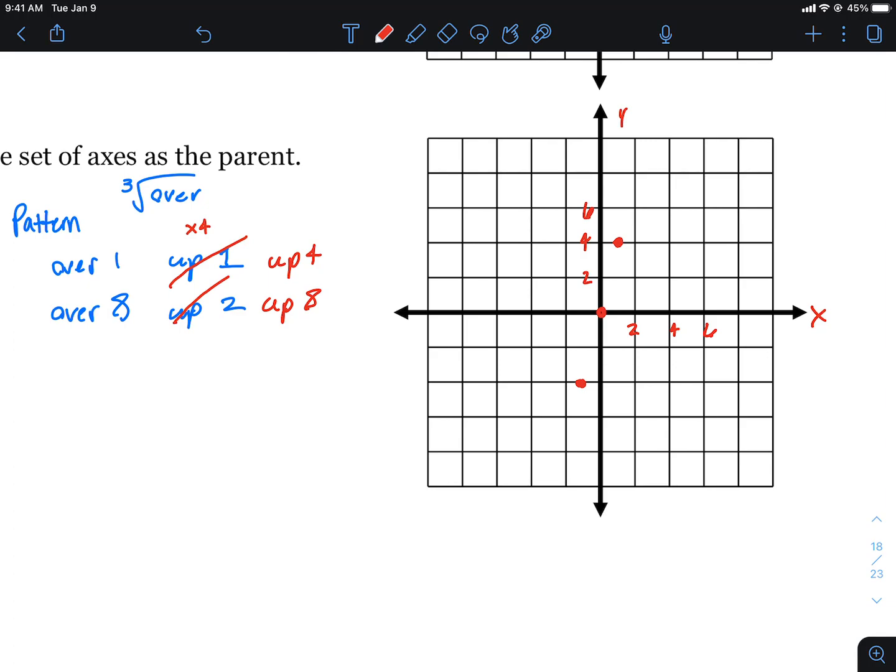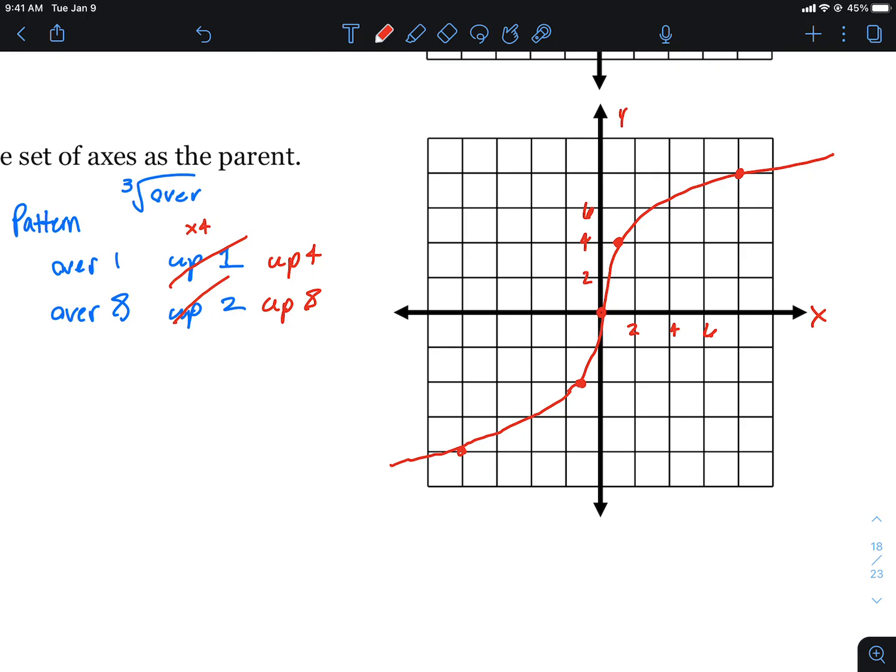But then eventually, when we do the over 8 and up 8, it's going to start kind of leveling off here. We're really not going to see it level off a ton, but here's how I would draw it. Since it's a cube root graph, you do want to show that it does level off eventually. So it's just much steeper there in the middle, and then eventually the ends kind of level off a little bit. So that's that one.